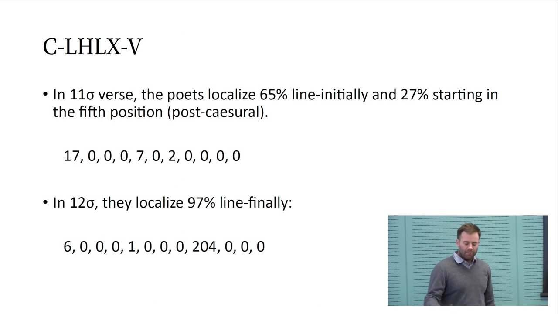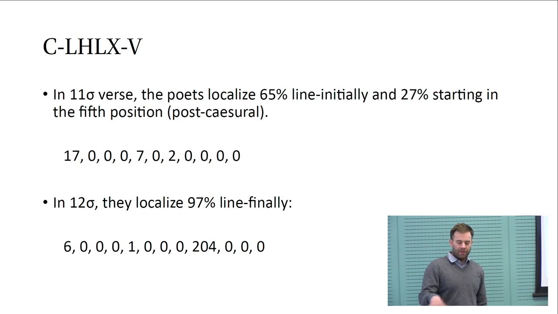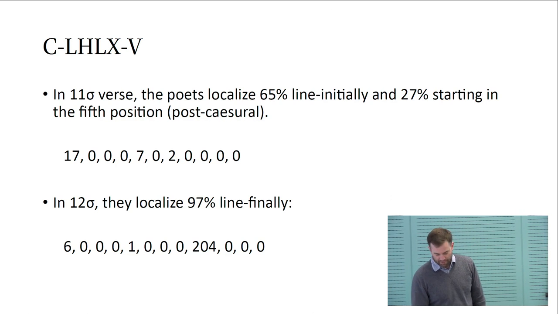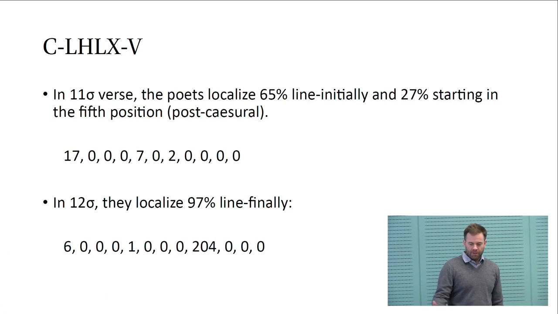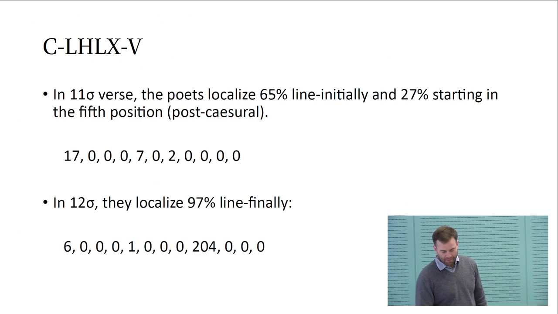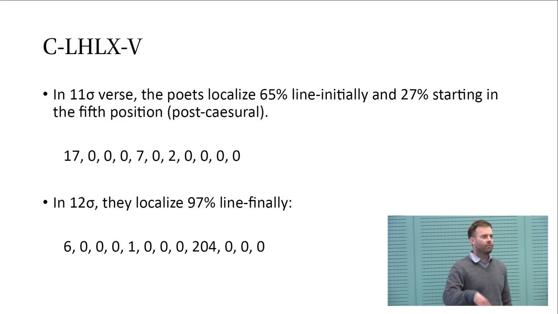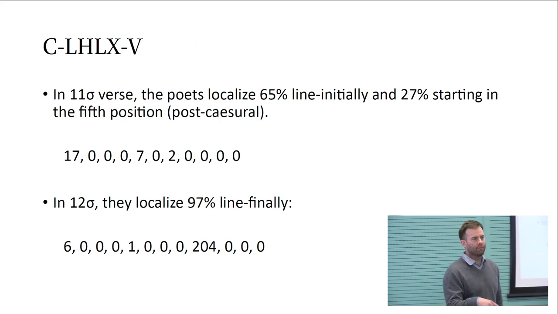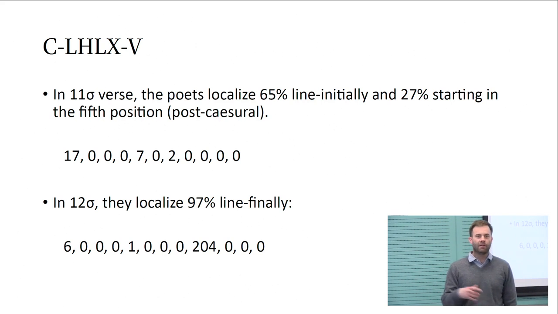then in 11 syllable, in this particular shape class, we see that they localize most of them at the beginning of the verse, 17 of whatever that is, 26. The post-caesural position, starting in the fifth position, is another spot they'll put them. And then in 12 syllable, like 8 syllable, they just put them line finally because the cadence there is likewise da-dun, da-dun.